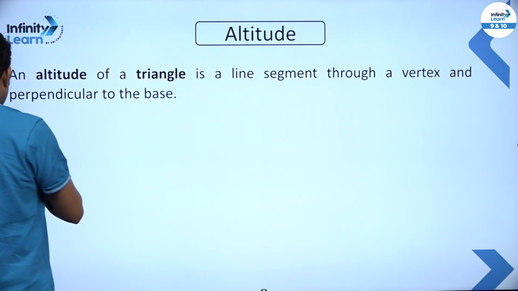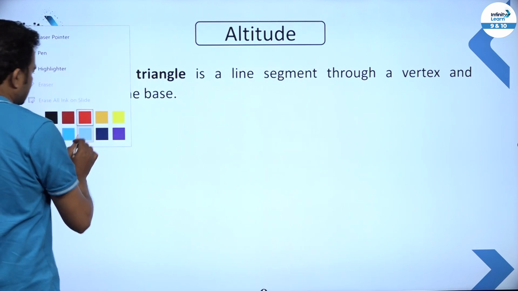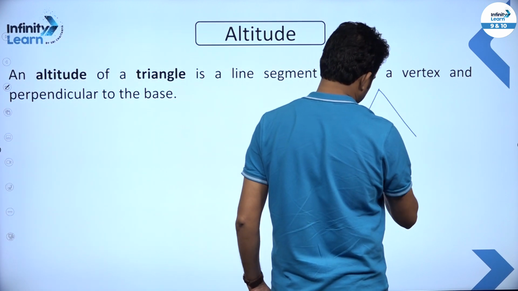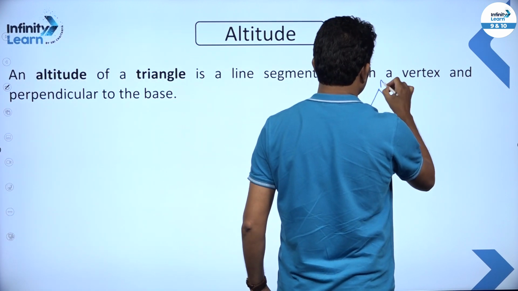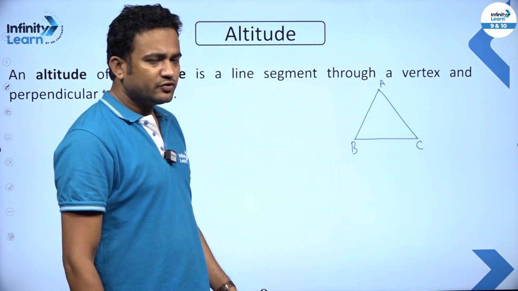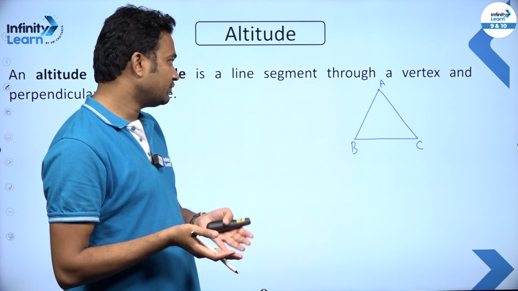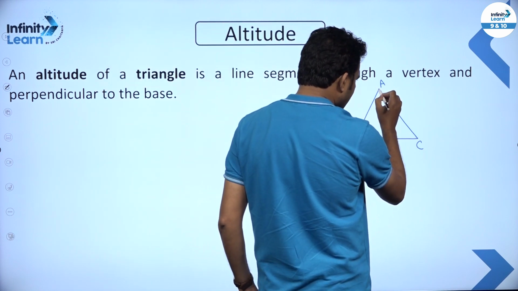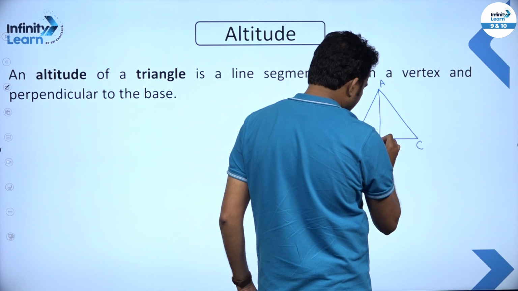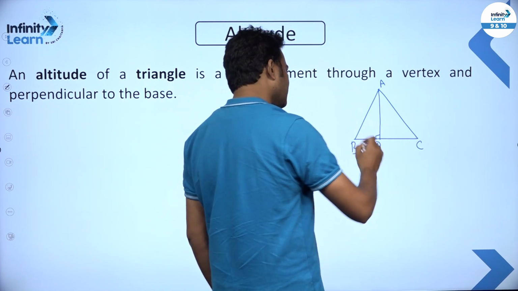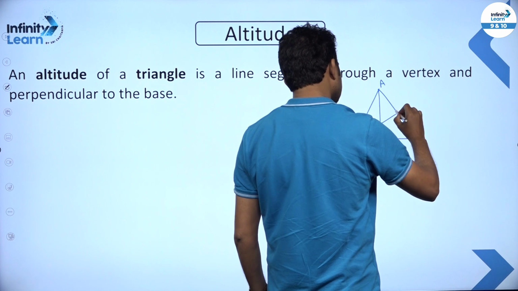To understand what is altitude, let me draw a triangle, right? Suppose we have a triangle ABC, right? And this is the acute angle triangle, as you can see. So if you want to draw the altitude, we can draw the altitude from A, B and C. So if I draw the altitude, then draw a line segment from A which is perpendicular to the base. So AD is the altitude.